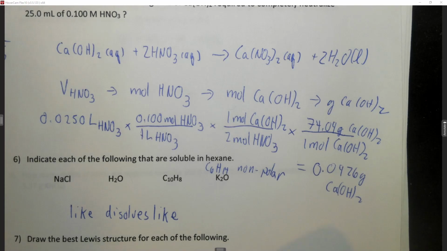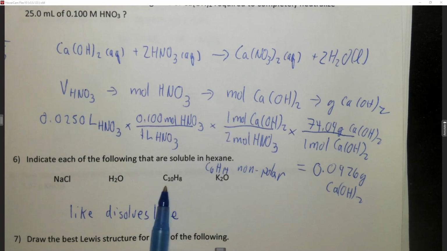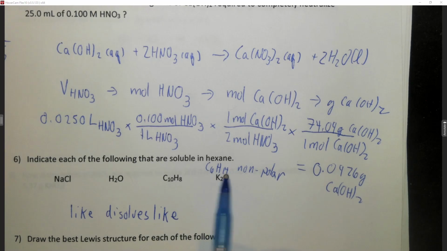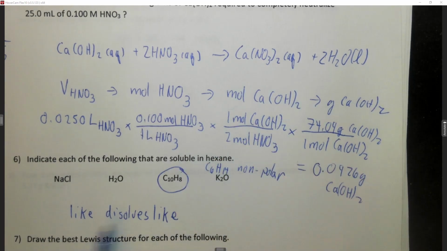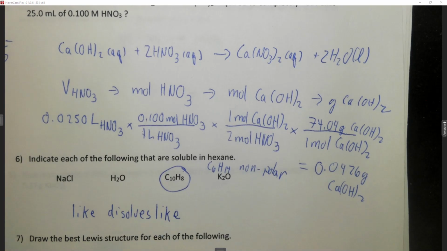So what's non-polar? Well, we could draw a Lewis structure and determine if something is polar or non-polar, and that's something you'll be doing in the early parts of Gen Chem 2. Or we can look for other hydrocarbons. So C10H8, which only contains carbon and hydrogen, is nonpolar just like hexane, because molecules that only contain carbon and hydrogen are nonpolar. So this molecule is going to be soluble in hexane, and these molecules are not.